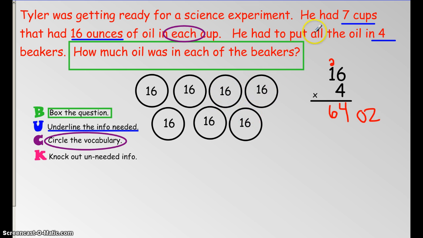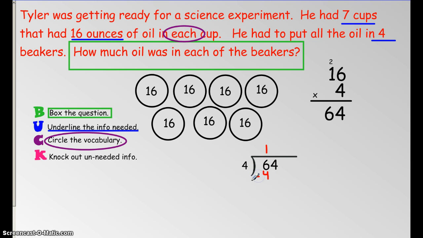But then I have to remember he put all of that oil in 4 beakers. So I'm going to take all my oil and split it up into different groups. That means I'm going to divide. So how many times will 4 go into 6? One time. 1 times 4 is 4.